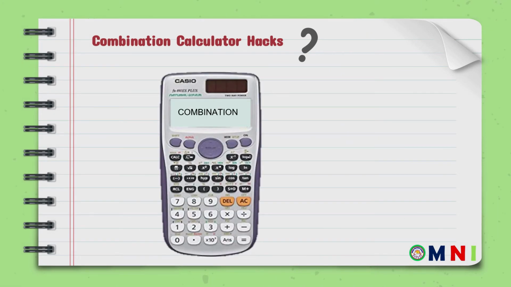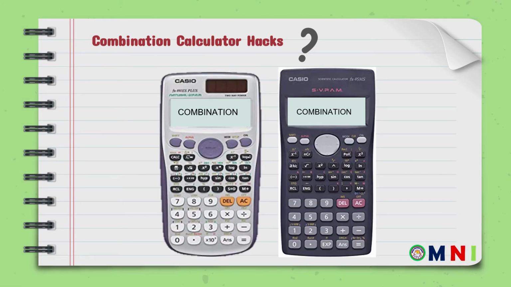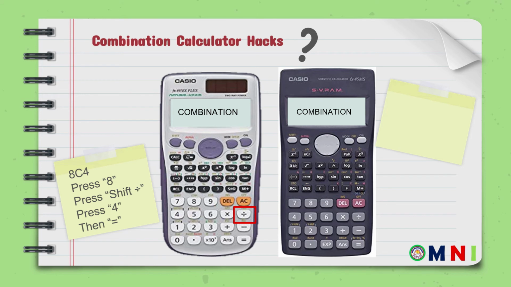If you're using the same calculator found on the left side of the screen, all you have to do is to follow these steps. For example, we have the combination of 8 taken 4 at a time, or 8C4. All you have to do is to press 8, press Shift Divide, then press 4, then equals. Meanwhile, to those students who are using the same calculator found on the right side of the screen, all you have to do is to press 8, press NCR, press 4, then equals.